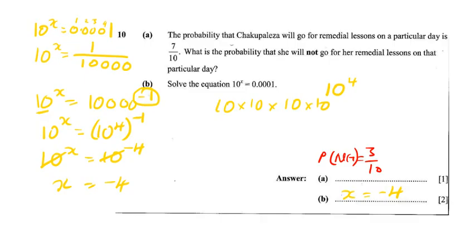Yeah, so that's how you go about these questions. Again, just remember the rules of indices. If you just remember the rules of indices, then everything will be fine. Otherwise, I was having difficulties with zeros.